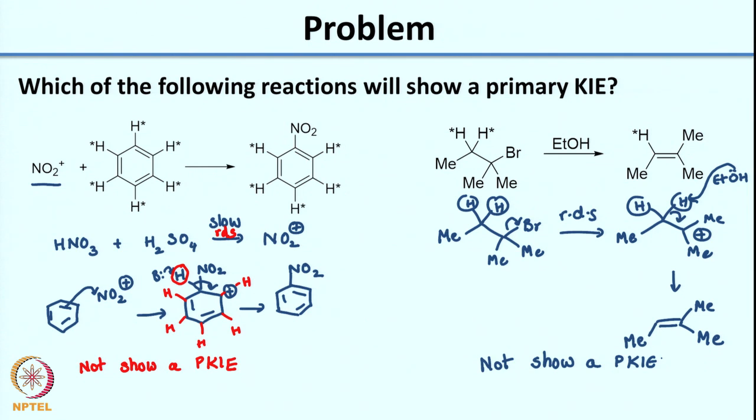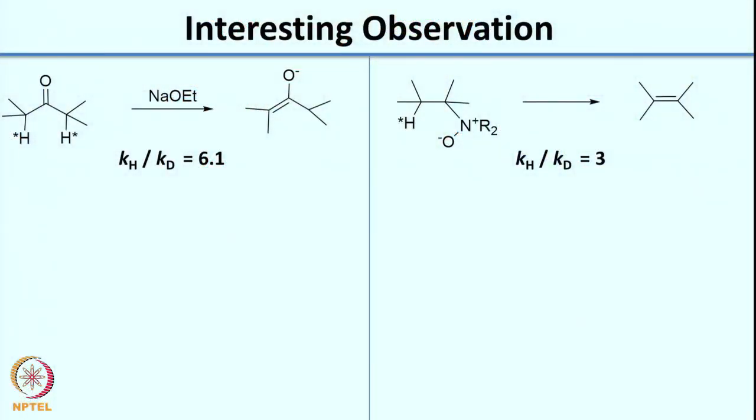So, we saw three different reactions where in two reactions the CH bond was broken after the rate determining step, so you did not observe a primary kinetic isotope effect, whereas in one case the CH bond did not break at all, which is why you will not observe a primary kinetic isotope effect. Now, let's look at another highly interesting observation. Shown are two reactions on your screen.